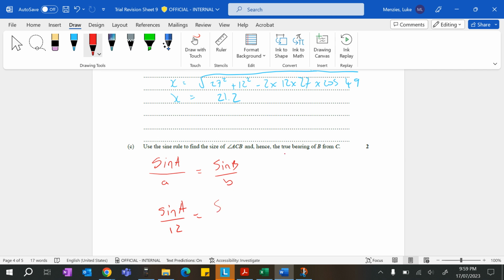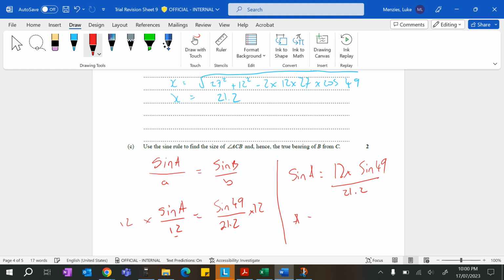So we're going to say sine of 49 over 21.2. Now, how do I get rid of this 12? We multiply both sides by 12. So what you're left with is sine of alpha is equal to 12 times sine of 49 over 21.2.